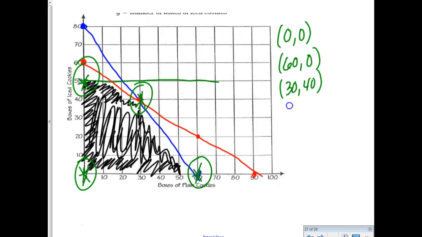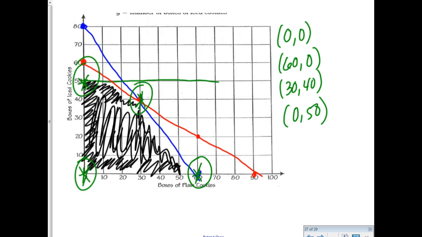And then over here you're at 0, 50. So here's what I know because of math. Math says that if you create a bounded region like this, and you can now create a profit function, they're going to know how much money they make off of every item they sell. Your maximum profit will occur at one of your critical points.